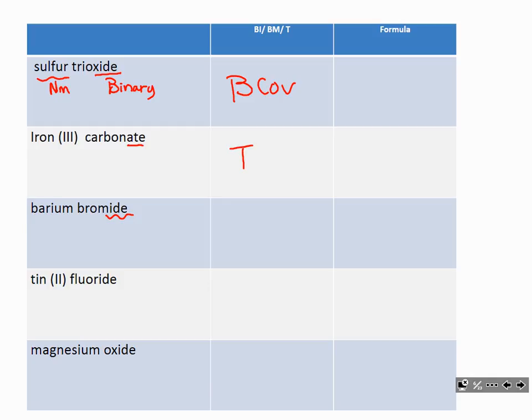bromide. Because it ends in ide, we know it's binary. And because barium is a metal, we know that it is ionic. Fluoride means that it is binary. Tin is a metal, so we know that this is binary ionic. Oxide means it's binary.